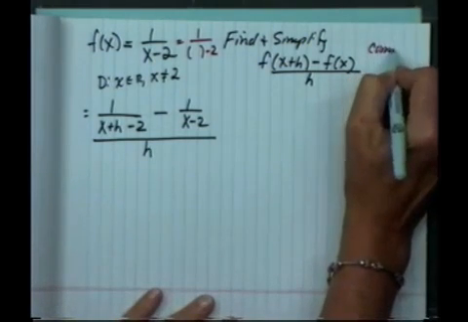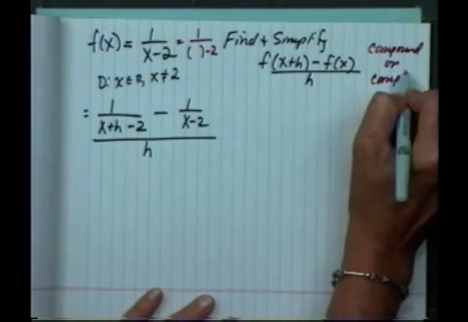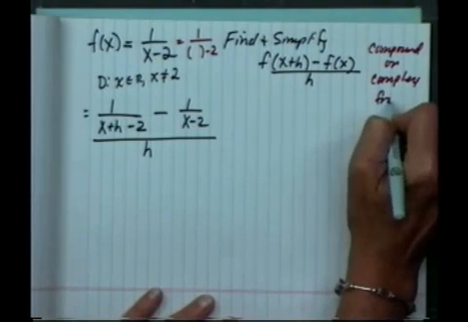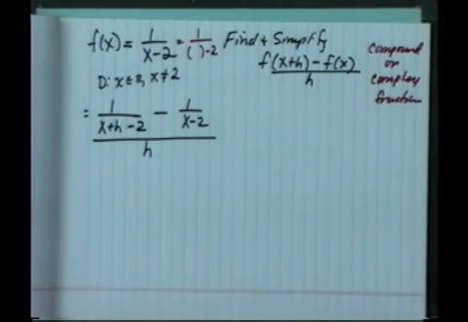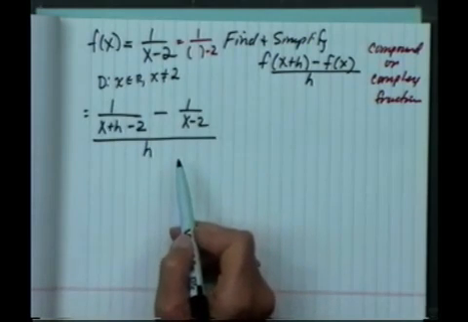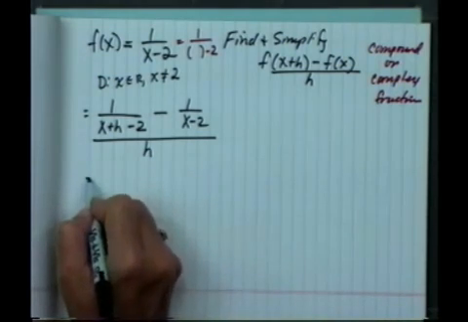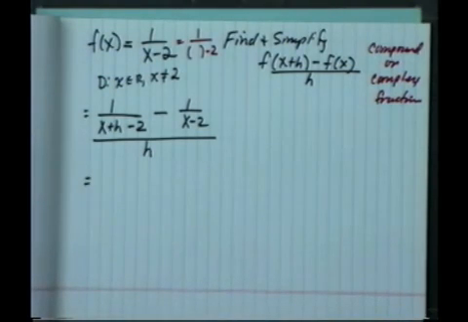Okay, this is called a compound or a complex fraction, depends on who wrote the textbook. A compound or a complex fraction has a fraction in the numerator or in the denominator or both. All right, so a good review is how do you simplify a compound or complex fraction? What do you need to do? What's the first step?